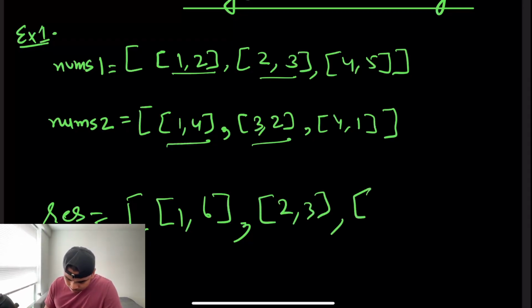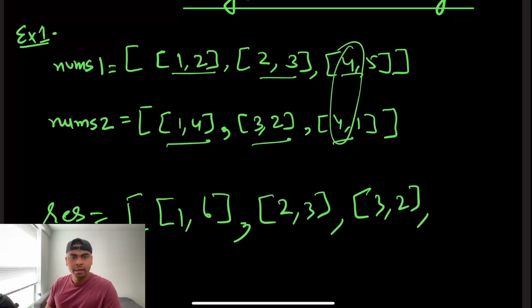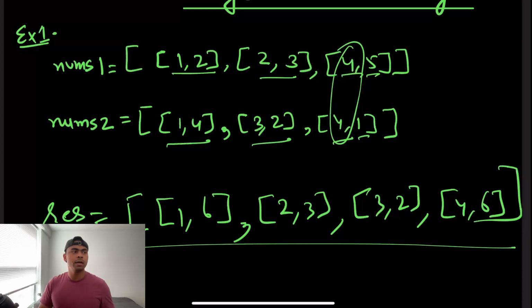Then we have 3 and 2. Finally this is also the same key. If they are ever the same, then we just add these values. So this will be 4 and 6, and that is going to be our result array.